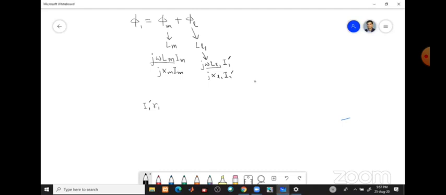So I1 prime into R1, that is the voltage drop due to the resistance. And the second component we get is due to the leakage reactance voltage drop, that is JXL1 I1 prime. So that is the second one. So these two voltage drops will be there.